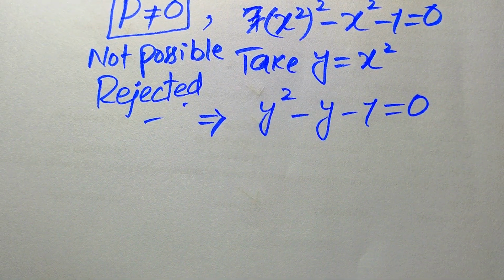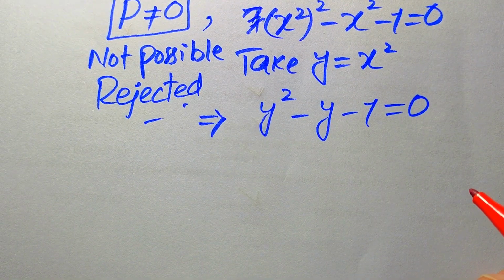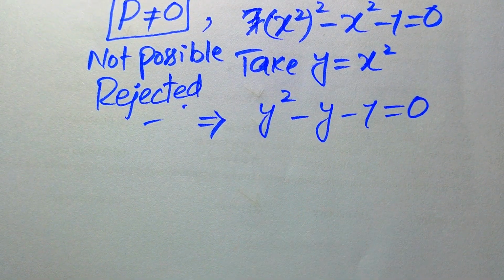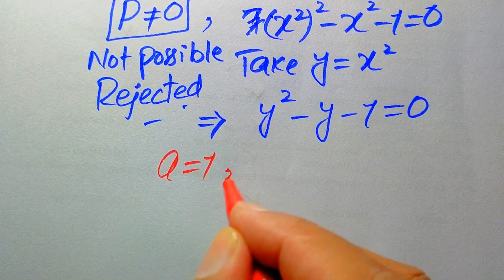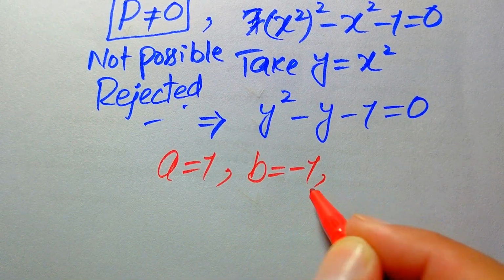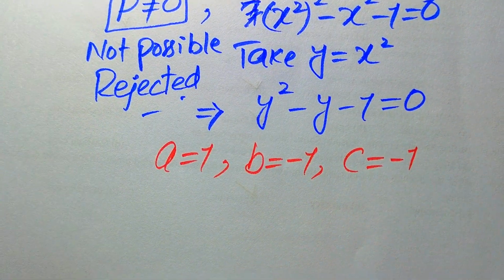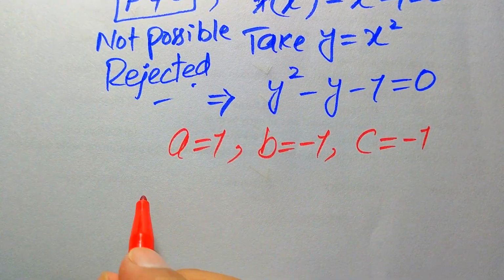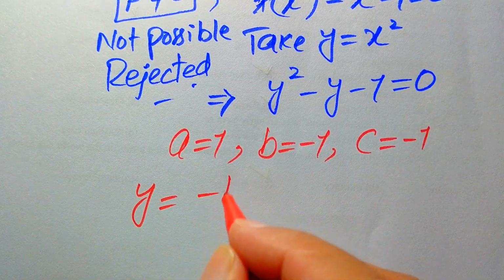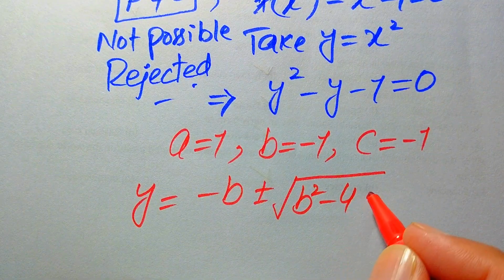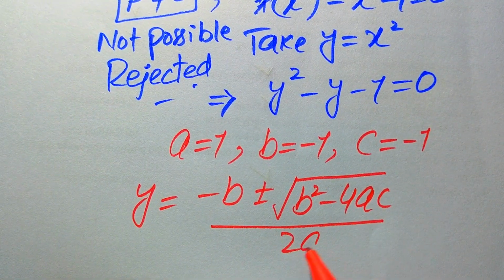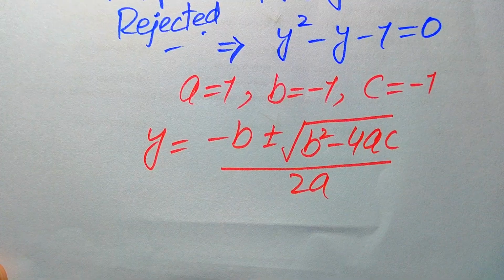The first method is the factorization method, the second one is the completing the square method, and the third one is applying the quadratic formula. So here we use the quadratic formula to solve this quadratic equation. For this we write the coefficients of this equation: a equals 1, b equals -1, and c equals -1. We state the quadratic formula as y equals minus b plus minus square root of b square minus 4ac, divided by 2a.